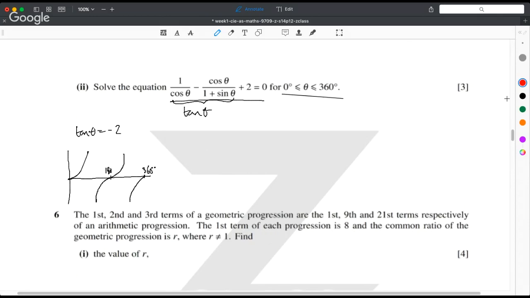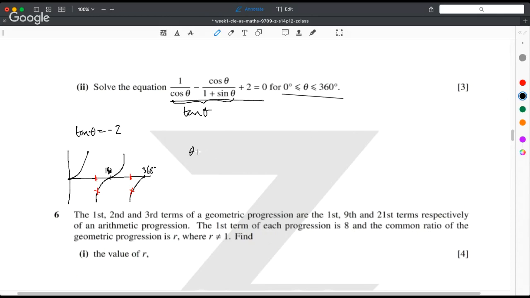Now, when is it equal to minus 2? Well, it's going to be equal to it somewhere here, and then somewhere again there. So there's going to be 2 solutions within this range, 2 values of theta, which will give us the tangent of minus 2. So that's this value of theta and this value of theta.